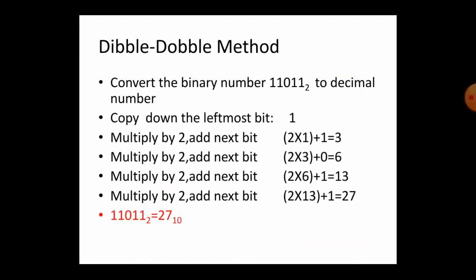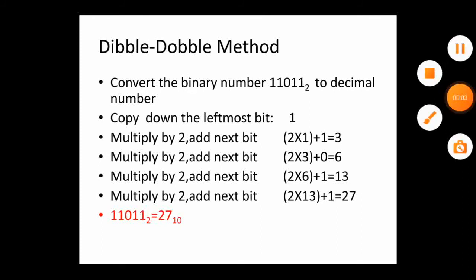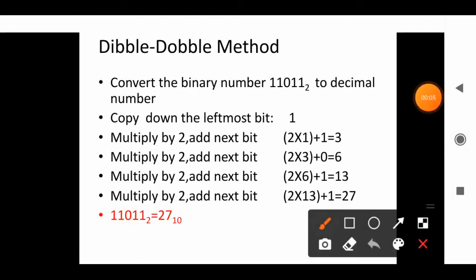The next method, the second method is the double method. That means convert the binary number 11011 to the decimal number using this method. Okay. First you have to copy the leftmost bit. What is the leftmost bit here? It is 1. Okay.